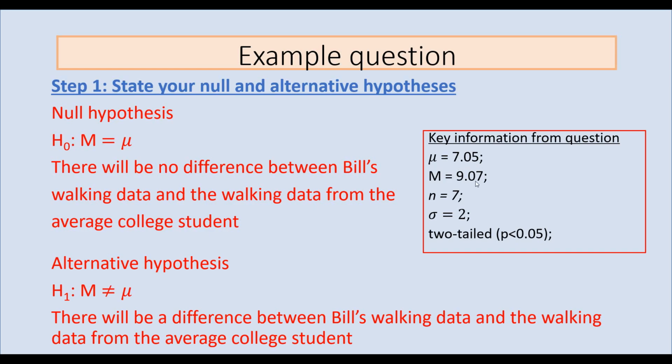Bill walks 9.07 with a standard deviation of 2, but that doesn't mean that Bill significantly walks more than the average college student. We need to do the one sample t-test to determine if it's statistically significant or not. And that's where our alternative hypothesis comes in, which suggests the mean will not equal the population mean, or Bill's walking data will be different from the average college student who is walking on the campus. So we have our null and alternative hypothesis.